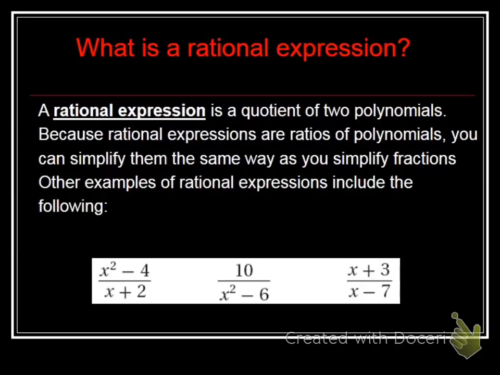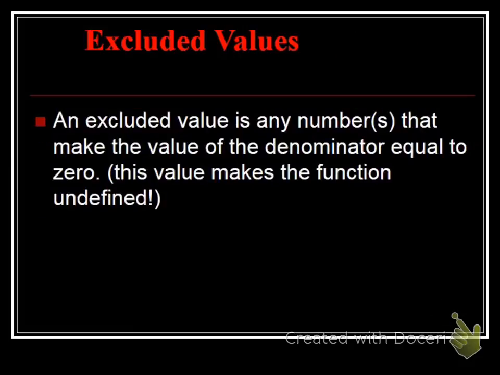Okay, so I'm going to change the slide, but I will put it on Haiku, so just skip a little space so you can get the definition later. This one is not as long, so just make sure you copy all of this one. We just went over it again, but I think it's good to keep going over it. So an excluded value is any number or numbers that make the value of the denominator equal to 0.